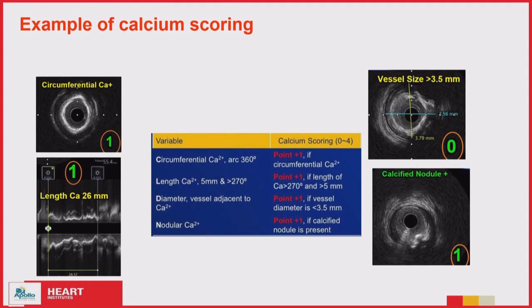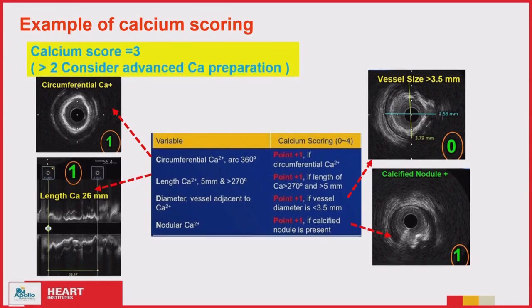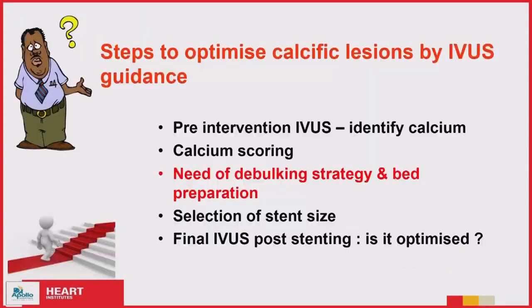Now, for example, if we take a case, this case shows 360 degrees calcium, which is a score of 1, and the length of the calcium is 26 mm. So this also merits a 1. The vessel size is more than 3.5, so the score is 0. And finally, it has a nodular calcium, so the score is 1. If you total up, the total score is 3. And please remember, if the score is more than 2, you need to do a good advanced calcium preparation.